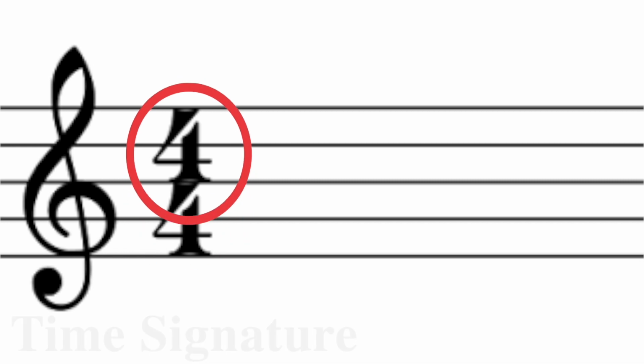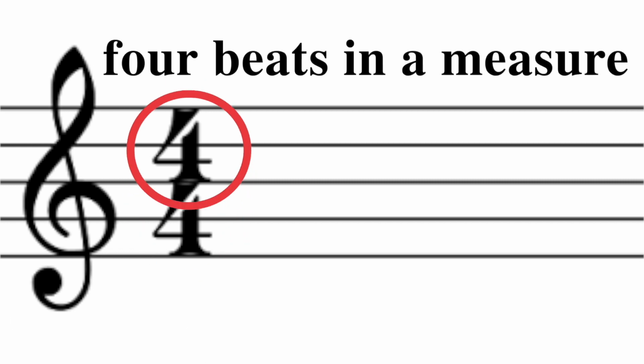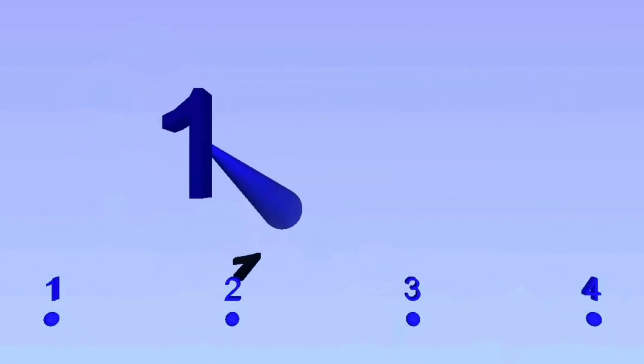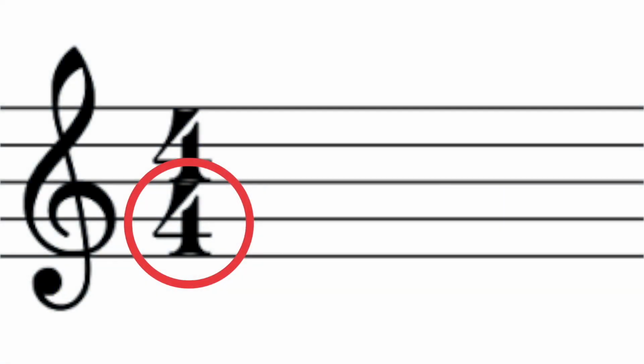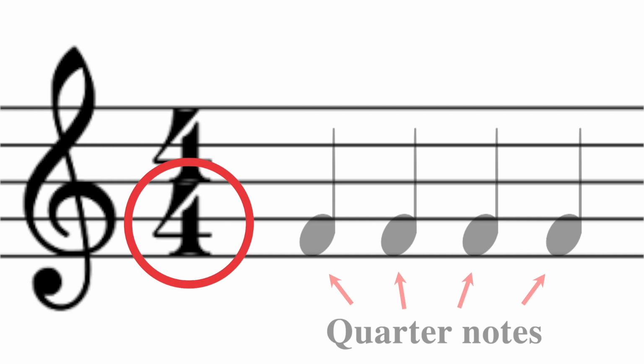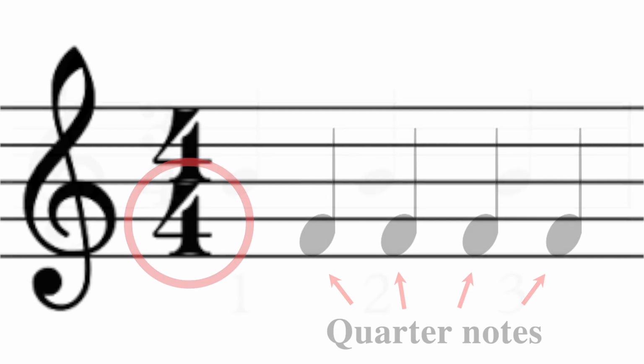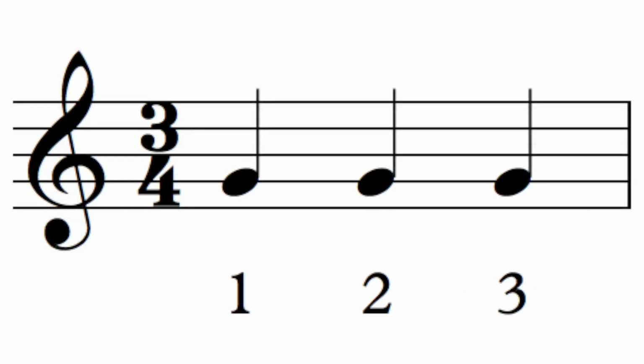The upper four means that there are four beats in one measure. So that means after four pulses or four beats have passed, we start a new measure. One, two, three, four, next measure. One, two, three, four, etc. And now the lower number tells us what kind of note gets a beat. If it's a four, then a quarter note gets a beat. Therefore, in 4-4 time, there are four beats in a measure, and each one of those beats is equal to a quarter note. If we were in 3-4 time, then there would be three quarter notes in a measure.